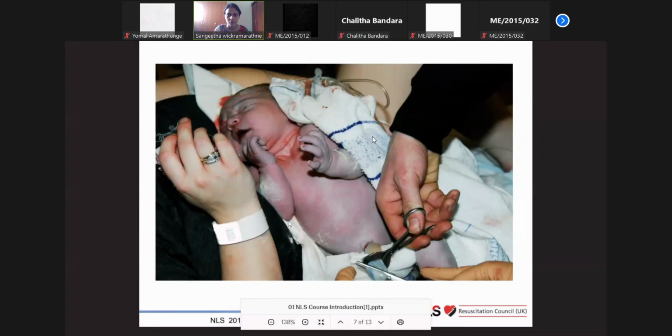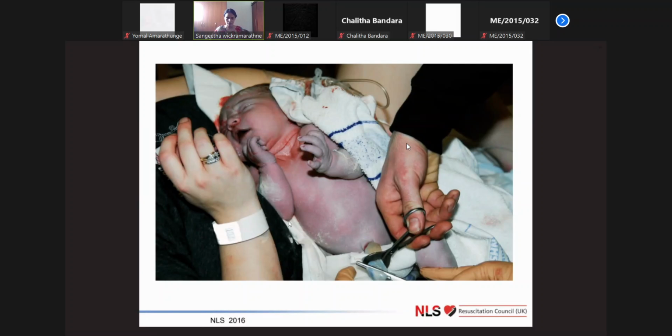So, anybody can ask questions if you are not clear about the things we are discussing here. We'll be discussing today about neonatal life support, which you call NLS. What Sri Lanka is practicing at the moment is the UK resuscitation guidelines.